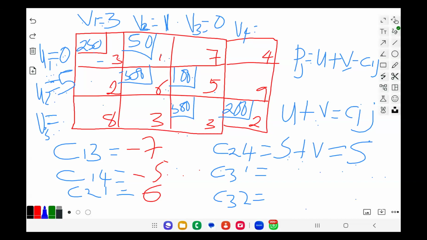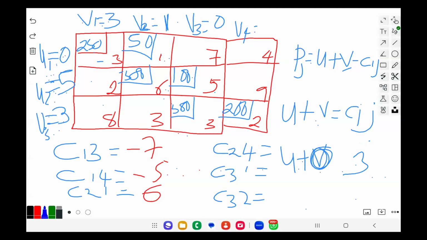Then you come to the last column, where there is 300 here. The Cij is 3. So we have U plus V. Our V is already 0. So what is our U? Our U can only be 3, right? So that we get 3 when we add to 0. That's how we found this is 3.